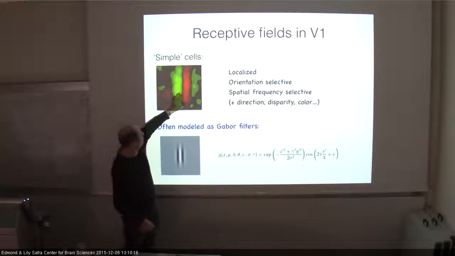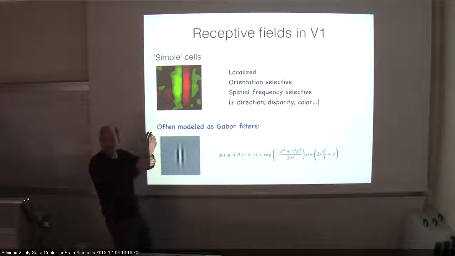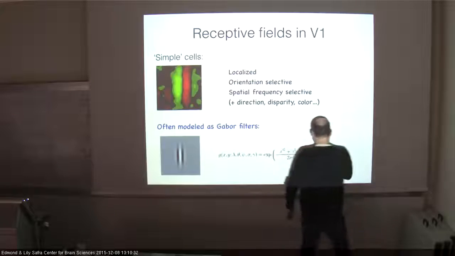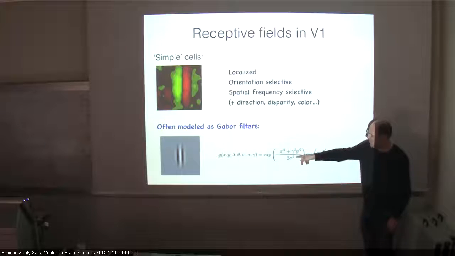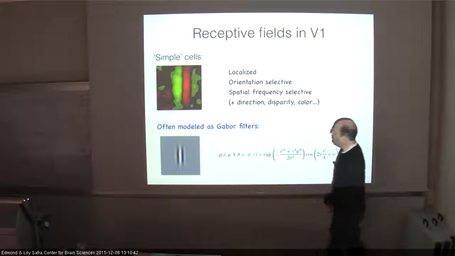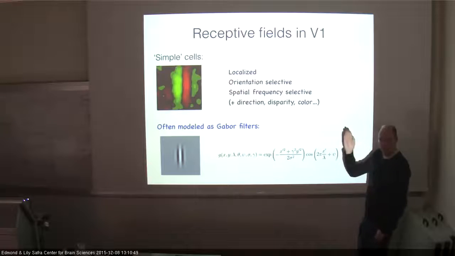And this one is inhibited in this region and excited in the surround. Very often it's the opposite. You have a center, which is a line, which is the area of excitation and inhibition. Mathematically, these kinds of receptive fields are modeled as Gabor functions, which are simply some oscillating function in the direction perpendicular to the bar, multiplied by some Gaussian that looks like this. These are simple cells.